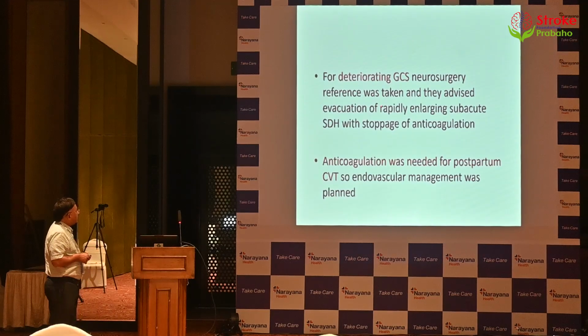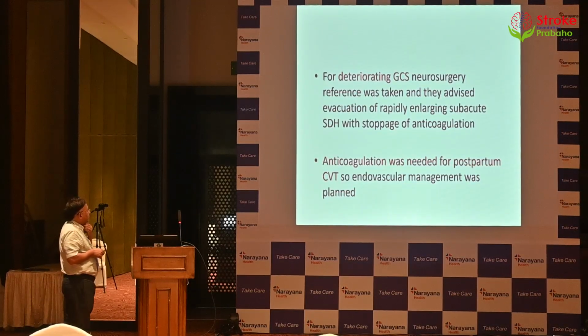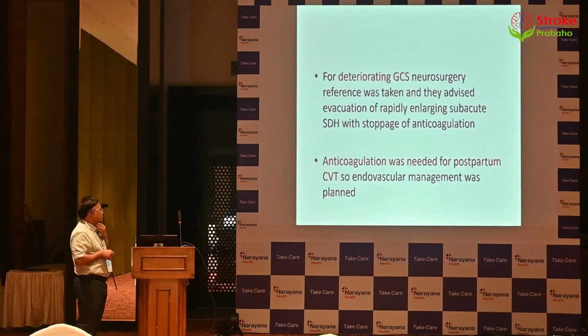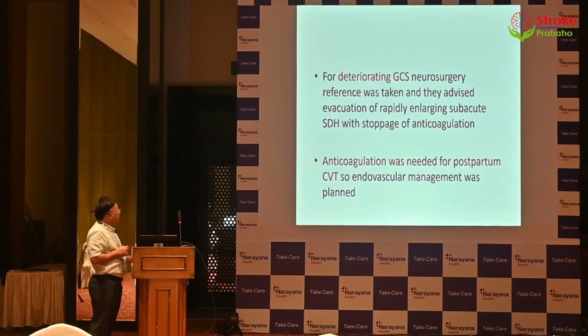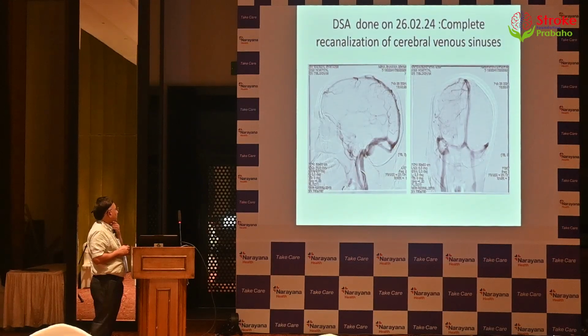For the deteriorating GCS, a neurosurgery reference was taken. They advised evacuation of the hematoma and stoppage of anticoagulant. Now it is a difficult situation. We can stop the anticoagulant, but the patient has CVT. So we thought we would continue the anticoagulant and plan for middle meningeal artery embolization.